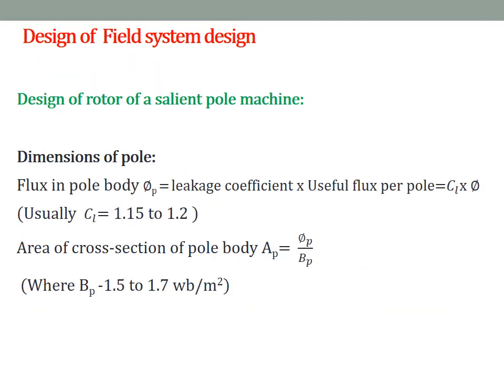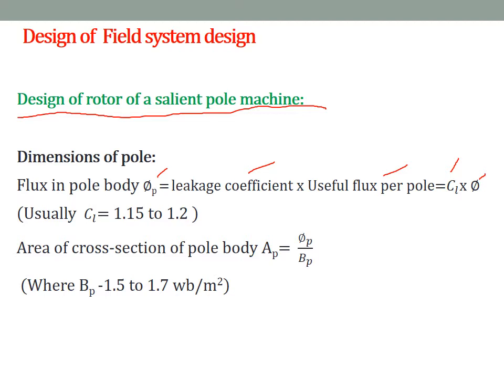Now coming to design of field system. Now design of rotor of salient pole machine. So flux in the body Φp is equal to leakage coefficient, that is CL, times useful flux per pole Φ. So CL is usually 1.15 to 1.2.